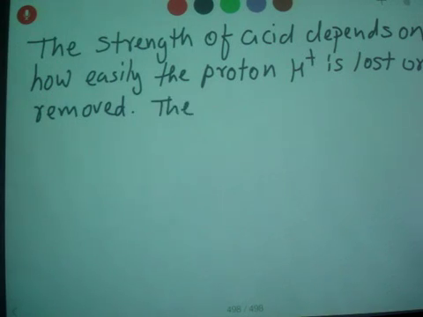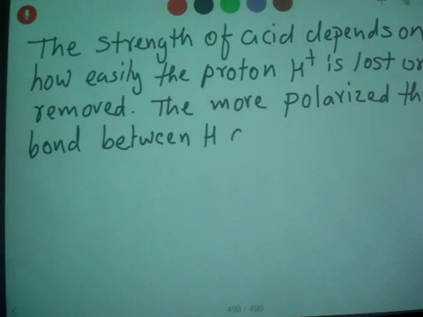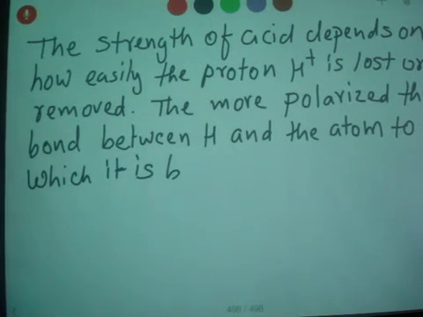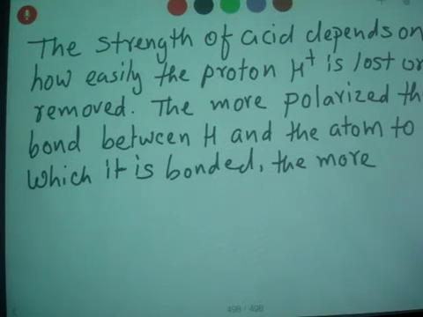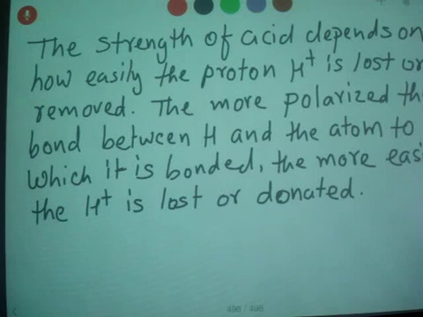So the more polarized the bond between H and the atom to which it is bonded, the more easily the H plus ion is lost, or we can say it's donated. If it is easily lost, then we can say that its strength is higher.